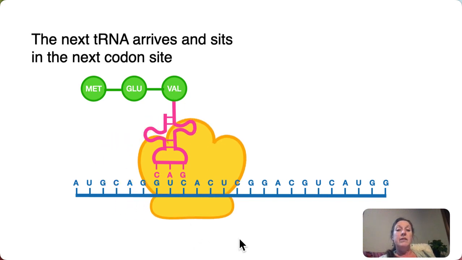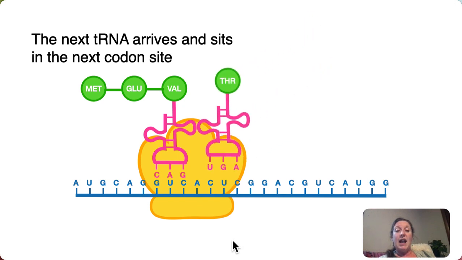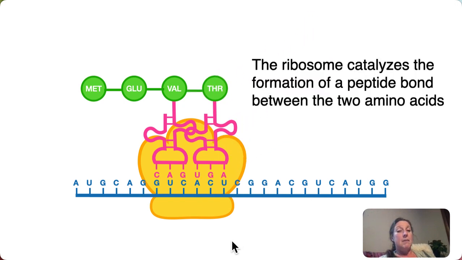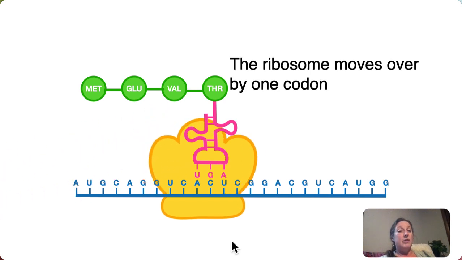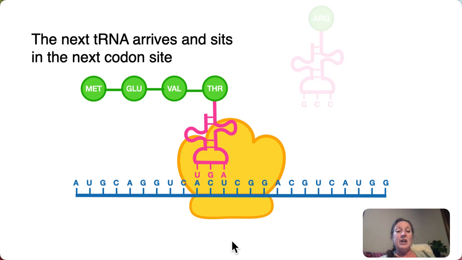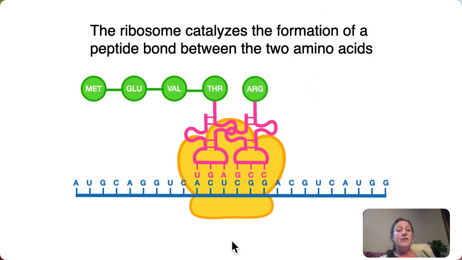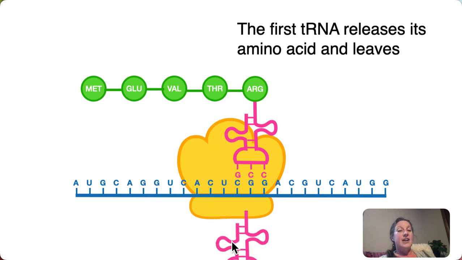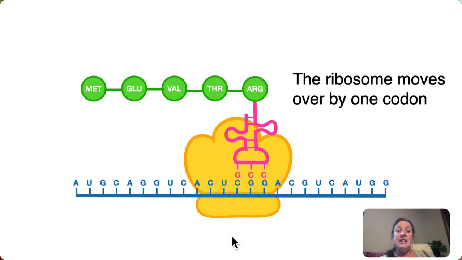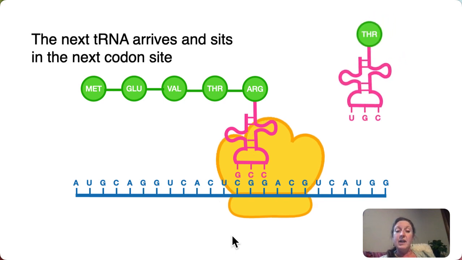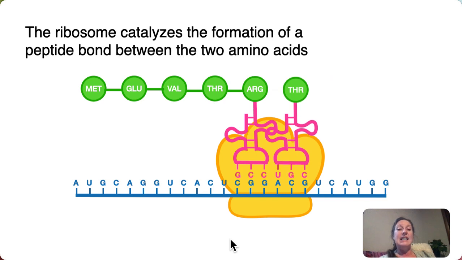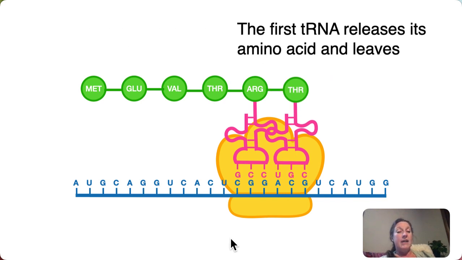Ribosome moves over 1. The next tRNA arrives. The ribosome makes a bond. The first tRNA leaves. The ribosome moves over. A new tRNA arrives. The ribosome catalyzes the bond. And the first tRNA leaves. And this continues over and over for a much longer strand than what I have on the slide here, with the amino acid strand or the protein strand continuously growing.